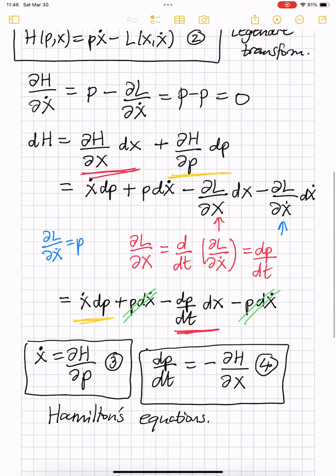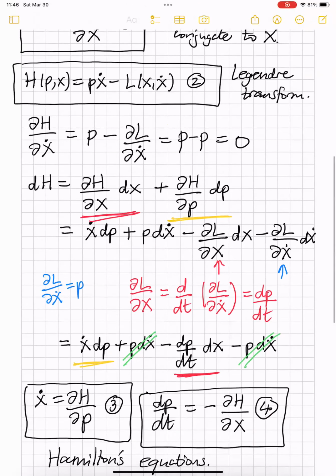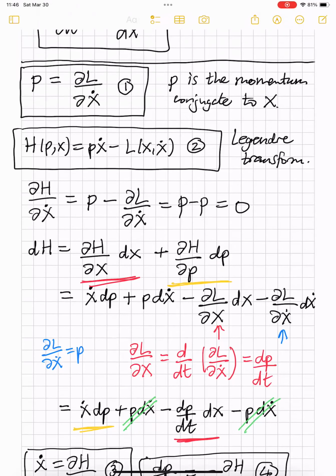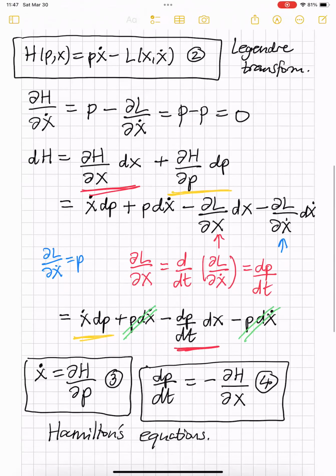So let's take a look. We've got the basic equations now of Hamiltonian mechanics. We define the momentum conjugate to x as p equal to ∂L/∂x dot. Then we define the Hamiltonian using the Legendre transform. And then we've managed to determine Hamilton's equations that are sitting at the bottom of the page. Okay, next thing that we're going to do is to check Hamilton's equations, but we'll do that in a moment.